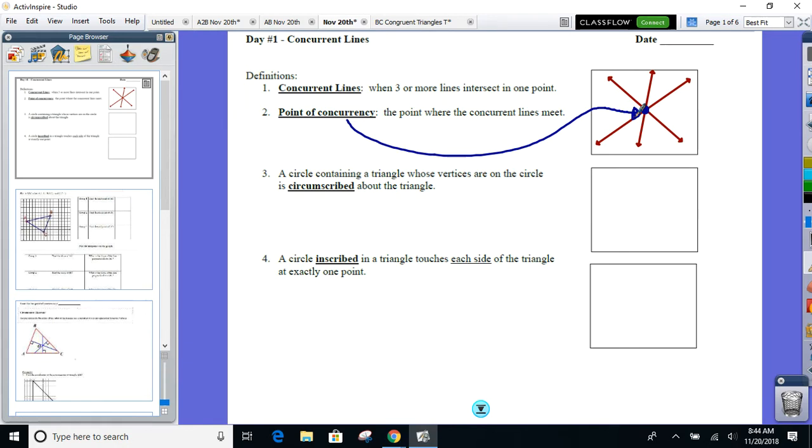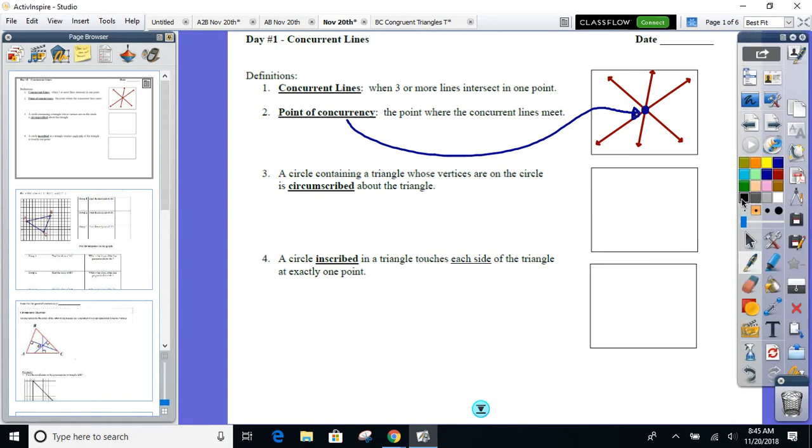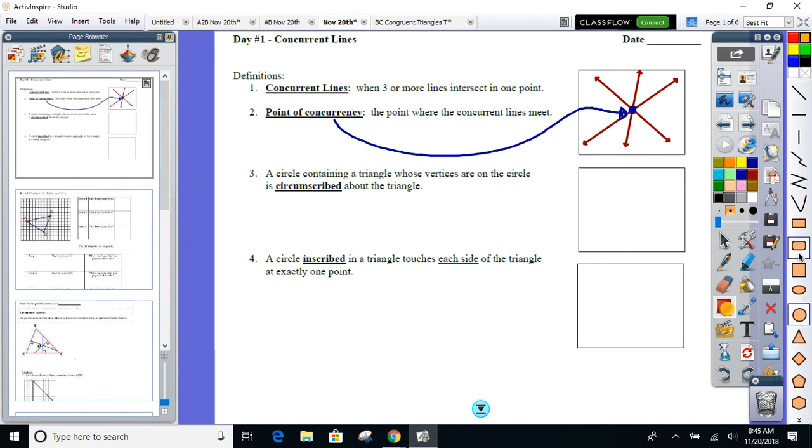All right, quickly, number 3, circumscribed. A circle containing a triangle whose vertices are on the circle. We say that circle is circumscribed. Let that roll off the tongue so we don't have an incorrect pronunciation of it. Circumscribed, everybody. So we have a triangle, so draw yourself a triangle. And then we have a circle drawn around it, but we have to make sure what? Each of the 3 vertices of the triangle are on the circle. Can you do that? Quick sketch.